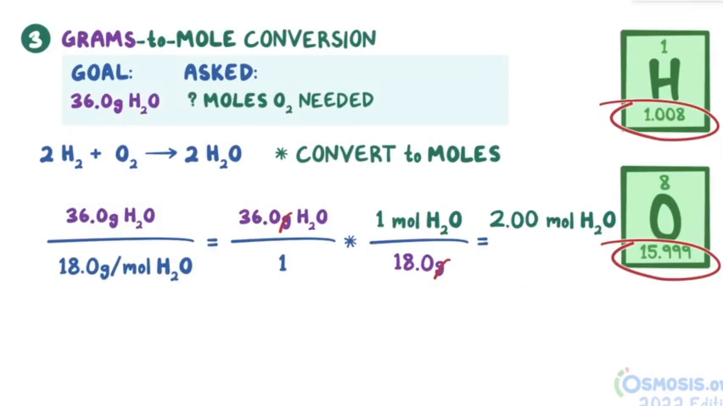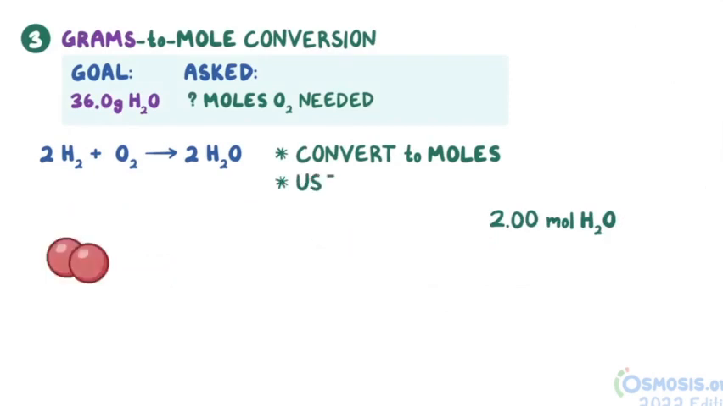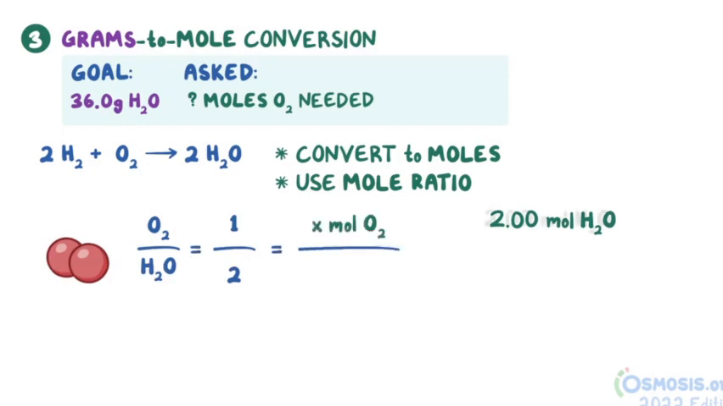To find the number of moles of oxygen, we need to use mole ratios again, by writing down the mole ratio of oxygen to water for our chemical reaction. Looking at the balanced reaction, we find the mole ratio by putting 1, the coefficient of oxygen, in the numerator, and then putting 2, the coefficient of water, into the denominator. We then set this ratio equal to X divided by the 2 moles of water that we just calculated. So we get O2 over H2O equals 1 over 2 equals X over 2.